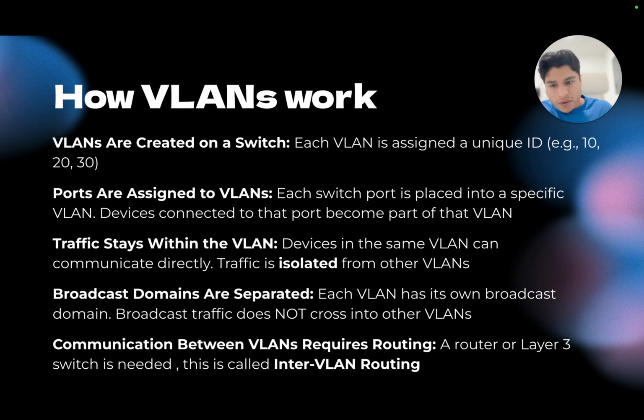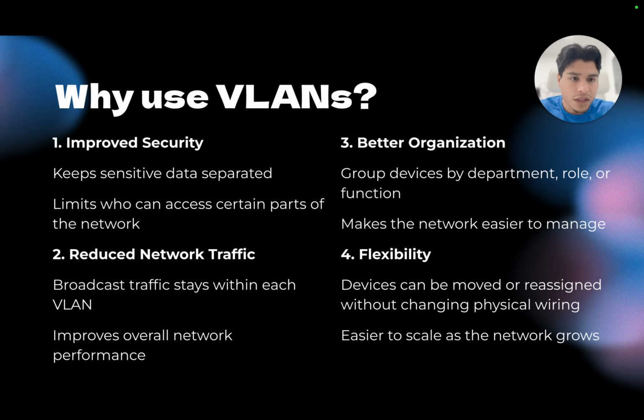So communication between VLANs: if VLAN 10 wanted to communicate with devices in VLAN 20 or VLAN 30, then it would require routing. So it would require either a router or a layer 3 switch, and this is what is referred to as inter-VLAN routing. So communication between two VLANs.